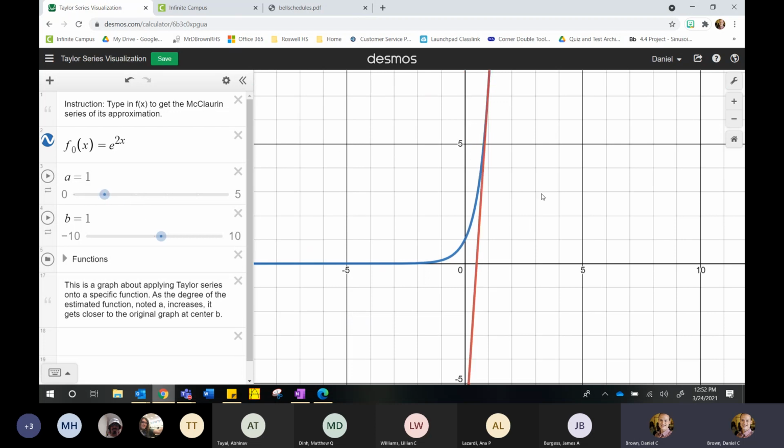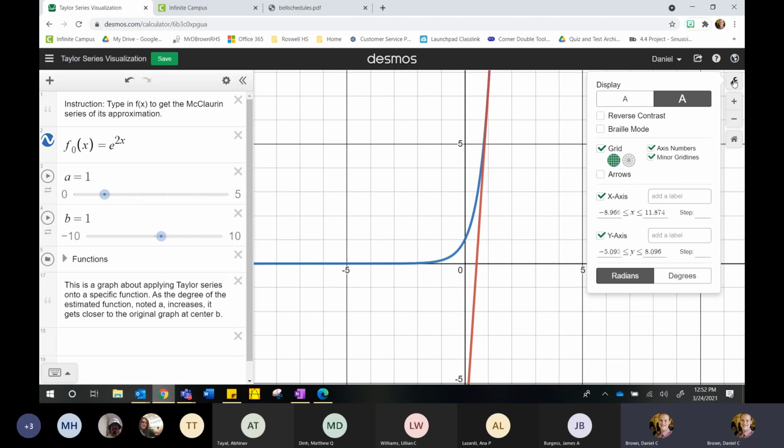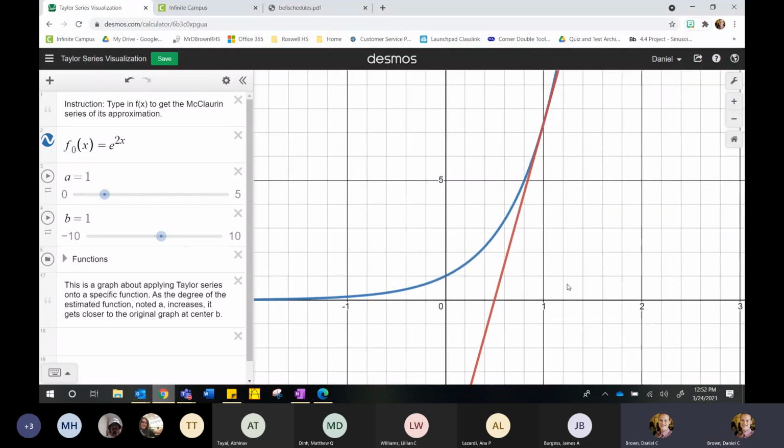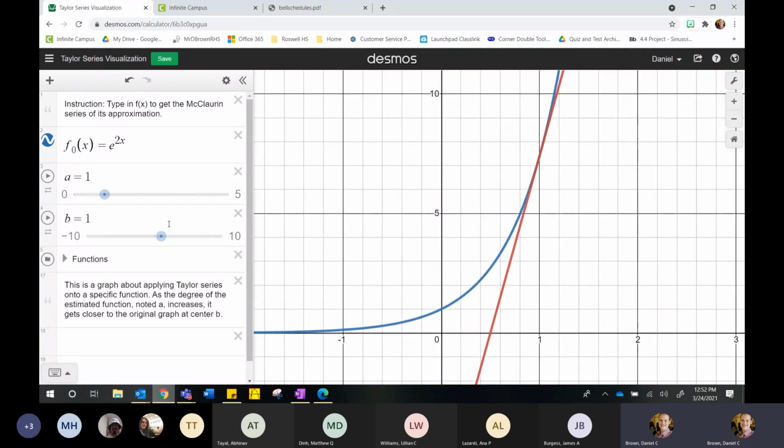So we have a degree 1, and I'm actually going to change the scale of this one. There we go. So we see it's an exponential, and we were centered at 0. Let me fix that.